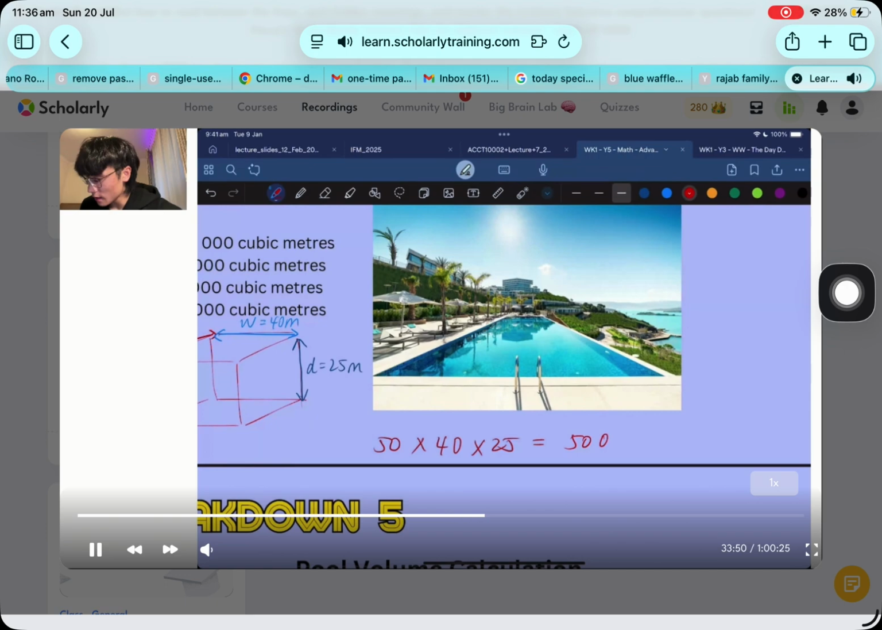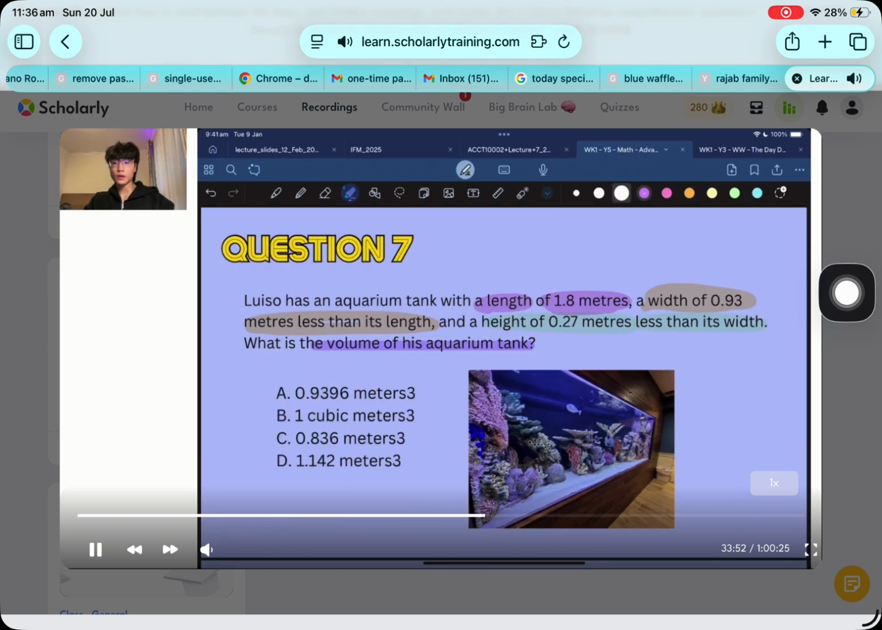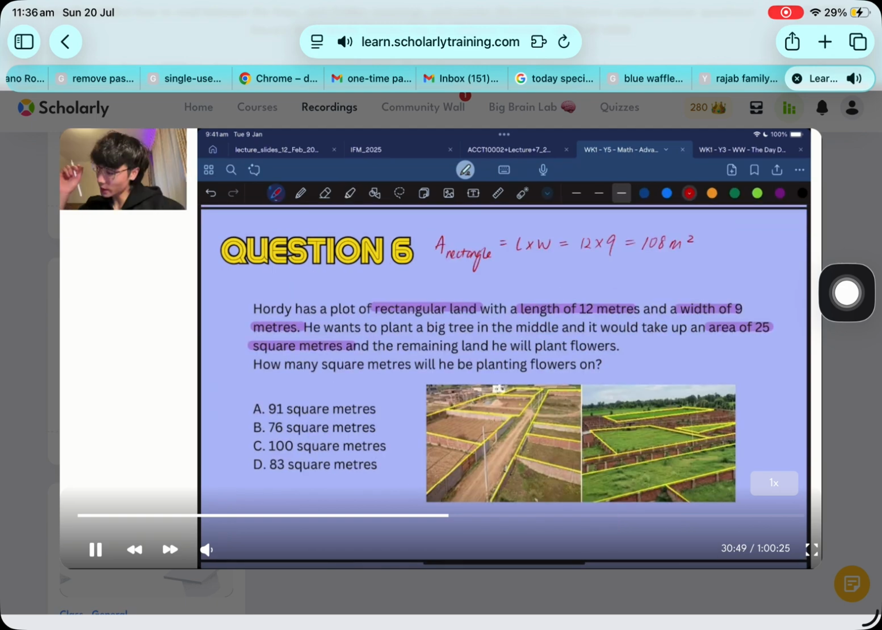Aquarium tank. So I want you guys all to try this one. I know the multiplication might be a little bit tricky, but do your best to take up an area of 25 square meters. So the remaining area is just going to equal 108 meters squared.